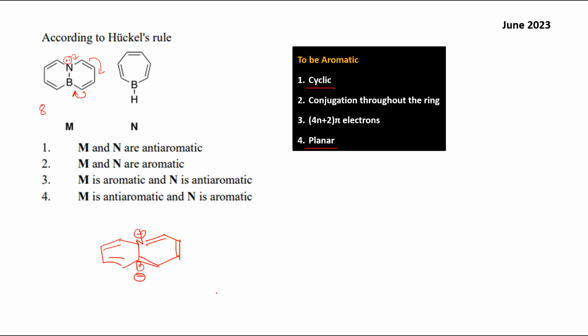As this lone pair over nitrogen is also taking part in the conjugation, you also have to consider it when we count the 4n plus 2 pi electrons. So 8 electrons are coming from the double bonds and 2 electrons from this nitrogen lone pair. That is why the total number of electrons will be 8 plus 2, which is 10. Here conjugation throughout the ring is present, and the rule is also fulfilled because 10 means if you put n value 2, 4 into 2 plus 2, that is 10. So this will be aromatic.